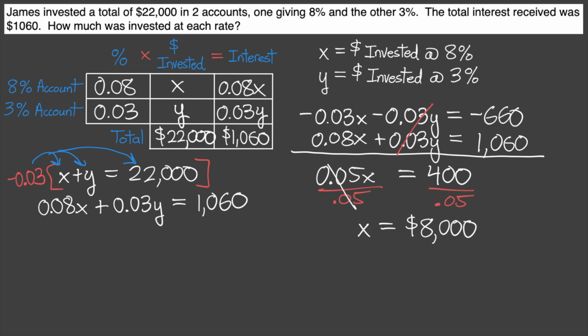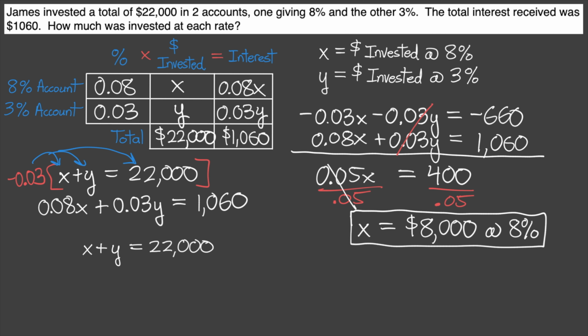So this tells us that there was $8,000 invested at 8%. So I'm going to go here and say at 8%. So that is one of our answers. Now we have to find what y is. To find y, I'm going to plug it back in. So plug in 8,000 for x back into the original equation. This one seems to be a little simpler. The x plus y equals 22,000. So let's plug it back into there.